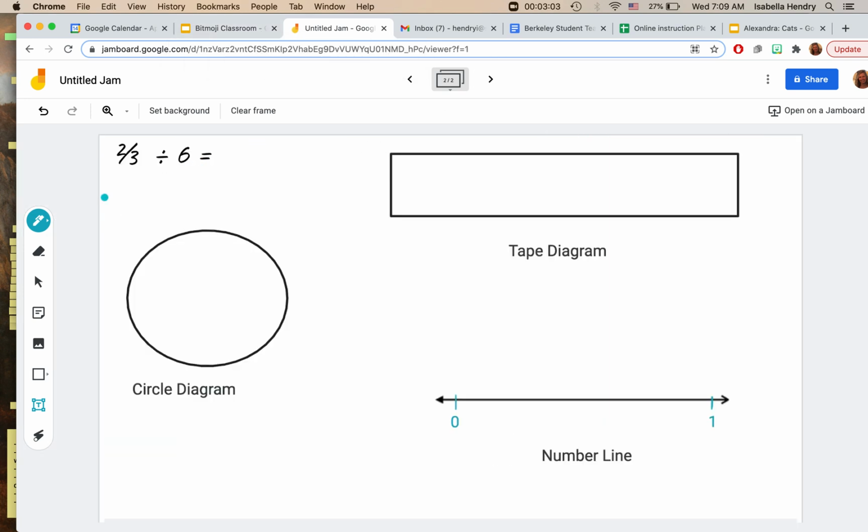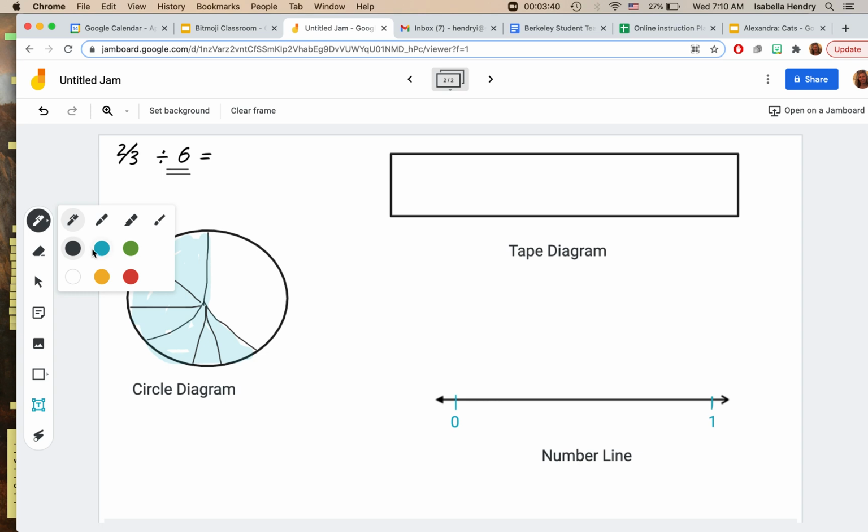What if we did 2/3 divided by 6? So now I have to cut my circle into thirds. And I would start with 2/3 of my circle. Now I have this blue area right here that's 2/3. And I'm going to divide the blue area into 6 pieces because I'm dividing by 6. So let's see. I guess I can divide each third into 3 pieces. So now my blue area is divided into 6 pieces.